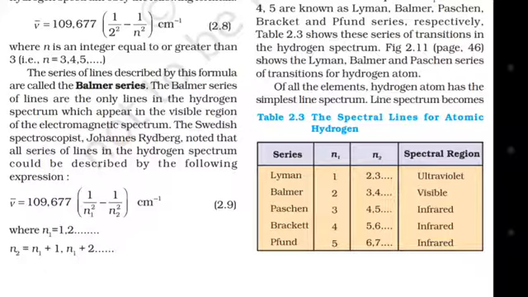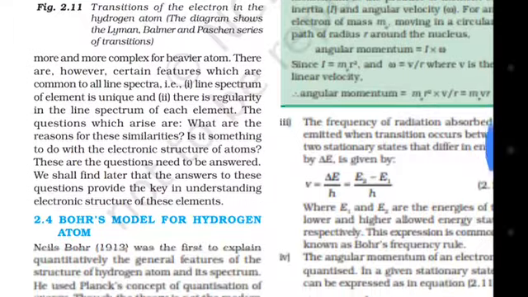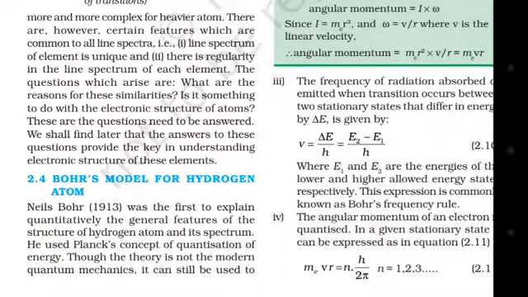Here, after the last line of this page, on the right side, last para: of all the elements, hydrogen atom has the simplest line spectrum. Line spectrum becomes more and more complex for heavier atoms. There are, however, certain features which are common to all line spectra. That is, first, the line spectrum of an element is unique, and second, there is regularity in the line spectrum of each element. The questions which arise are, what are the reasons for these similarities?